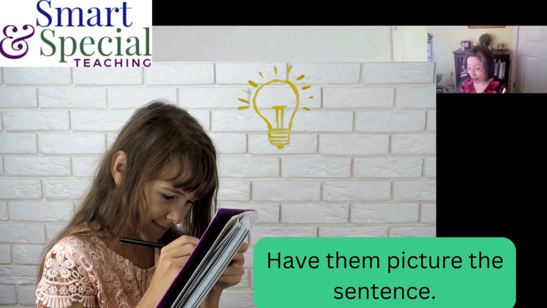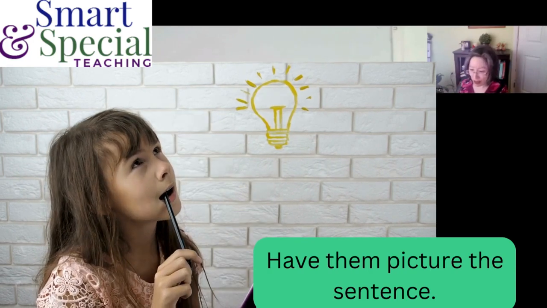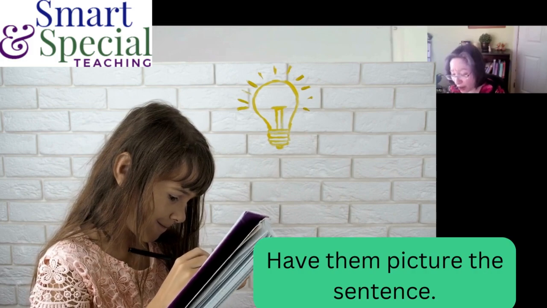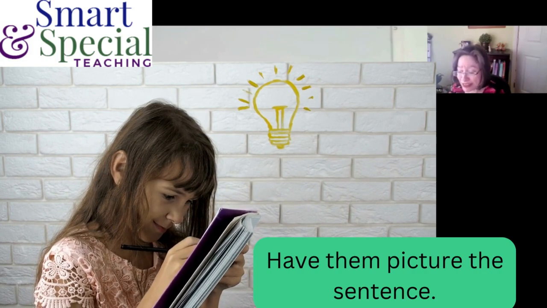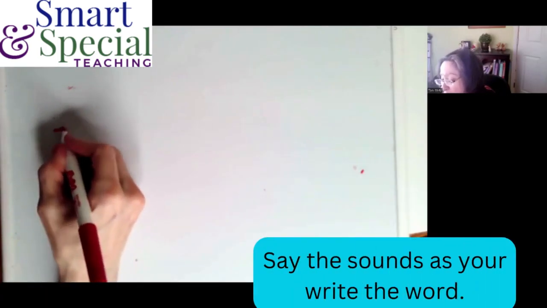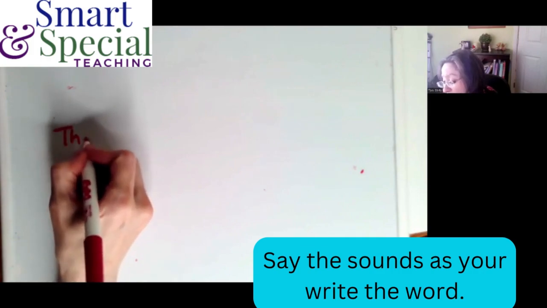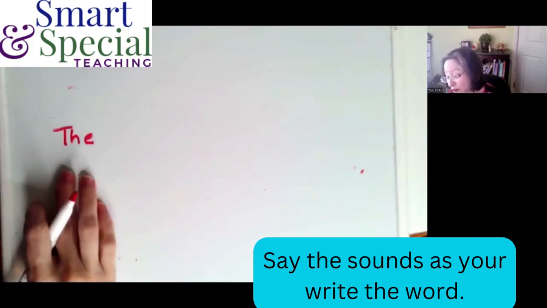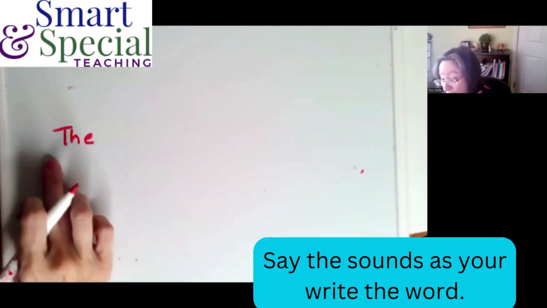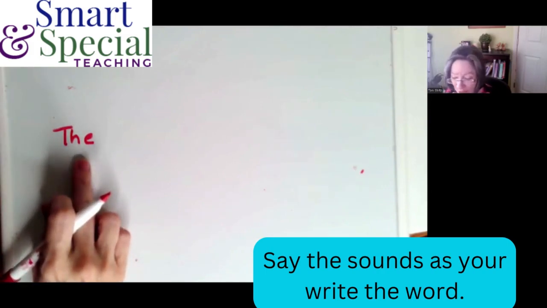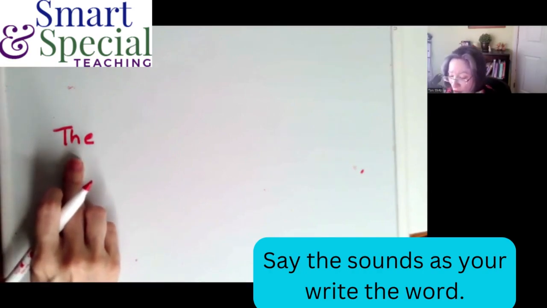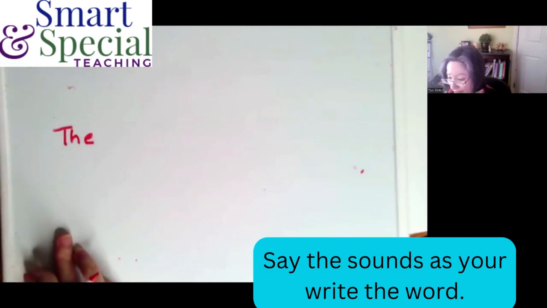So you say it, and then they say it, and then you say, okay, what's the first word you're going to write? The first word is the. So I want you to say the sounds as you write the word. So the, or in some kids are saying the. It's fine to say the, but normally when we read the word the in a sentence, we don't say the, we say the. So the. After they write it, then have them read the word that they wrote. So the.